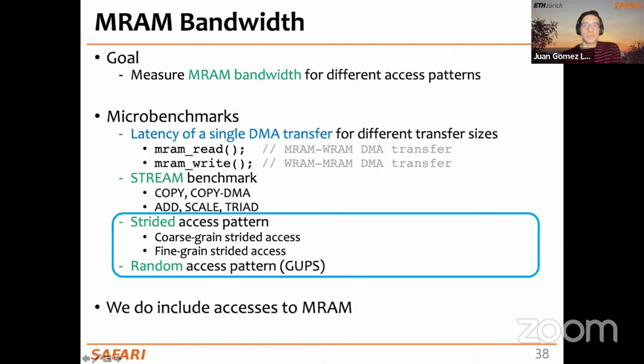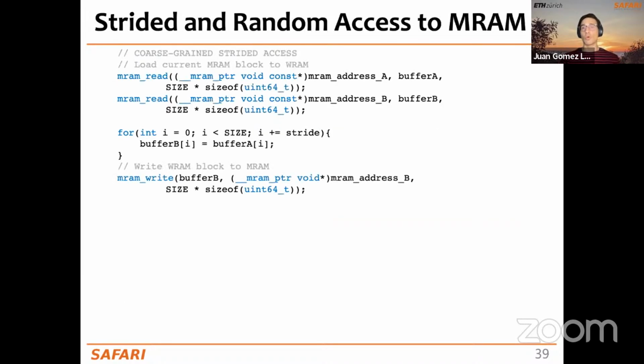Okay, next experiment is for strided access pattern and for the random access pattern. And as I said before, we have two different ways of doing the strided access patterns. For the random access pattern, we only use one of these two ways. These two ways are coarse-grained strided access and fine-grained strided access.